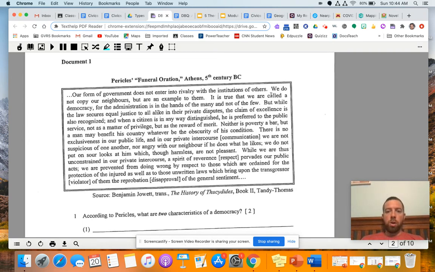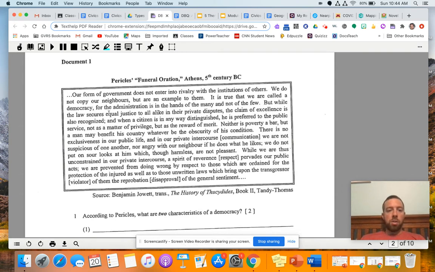"It is true that we are called a democracy, for the administration is in the hands of the many and not the few." Okay, so he's describing a key characteristic there: in democracies, administration, power, and decision making is in the hands of the many, meaning everyone, not just a few, right?